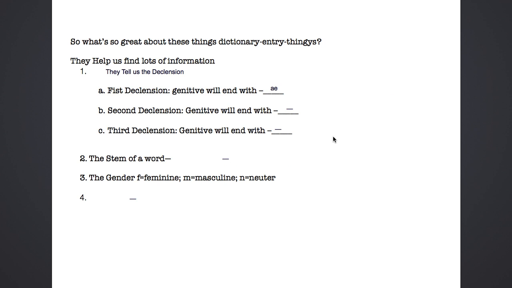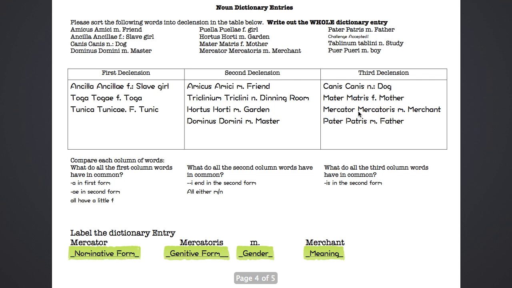In second declension, if you look on the front of your notes again, that second form is always going to end in an I. And third declension will always end in an IS. That is why puer, pueri, even though it has that weird nominative form, still has an I in the genitive, so that means it's second declension.